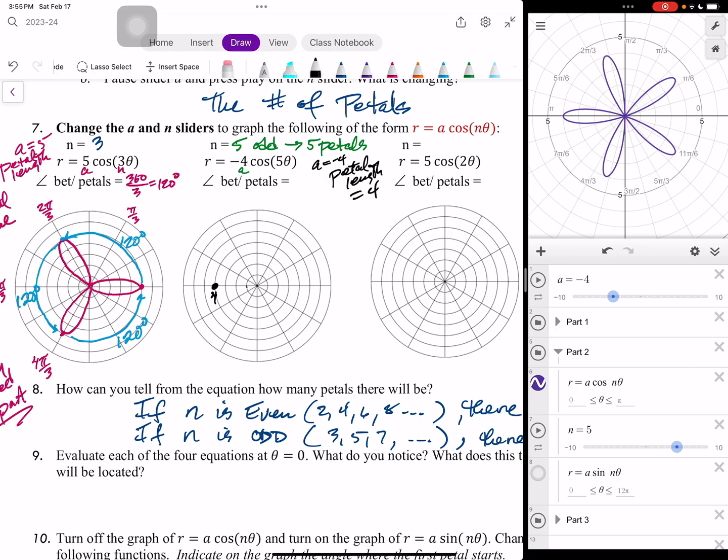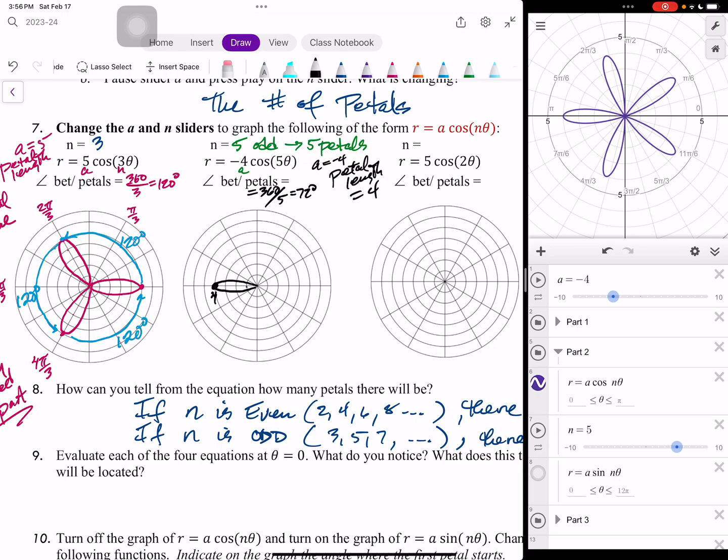And this one's a little bit harder to draw because we have 5 petals, and the angle between the petals is 360 divided by 5, which is 72 degrees. So this one's a little bit more difficult to do in your sketching. You'd have to approximate that angle. But let's draw the first petal right there, and then you have to go 72 degrees.